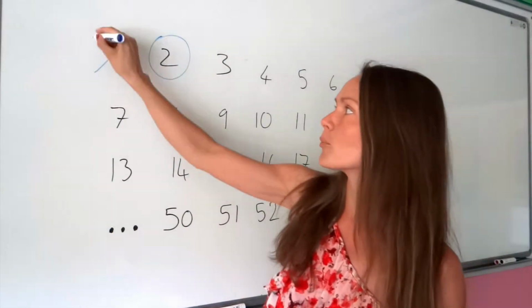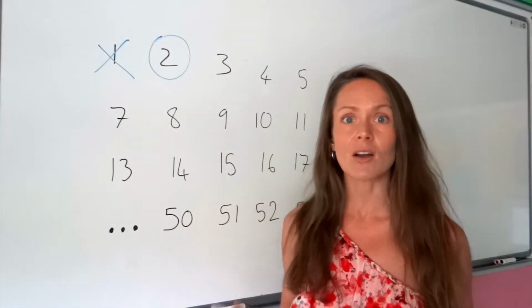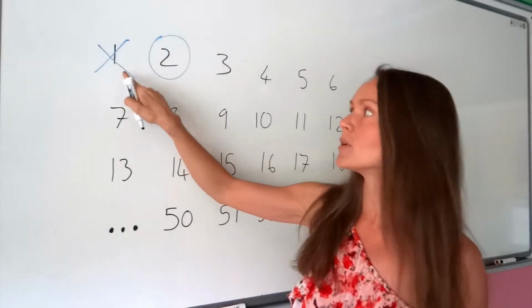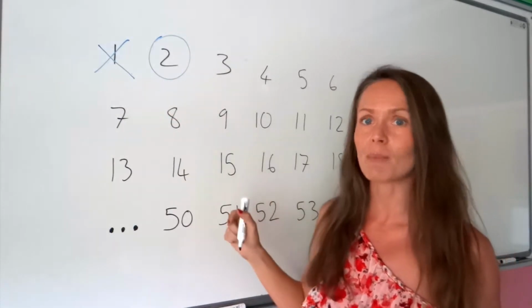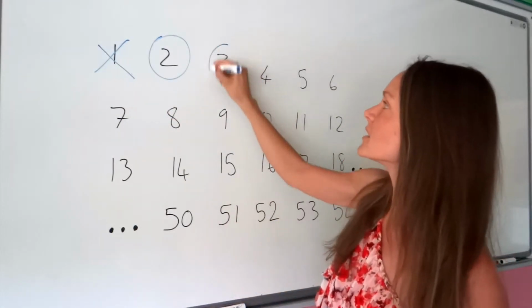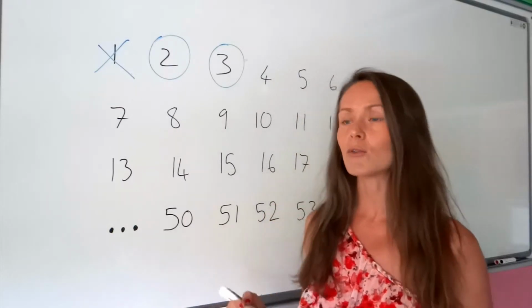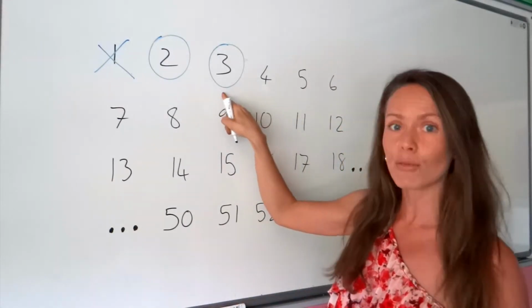The first prime number that you need to remember is the number 2. Number 1 is not prime because it only has one factor, 1 and 1, okay? 1 times 1 is 1. So 1 is not a prime number. 2 is your first prime number. The next prime number is the number 3 because again it only has two factors, 1 and itself. We can only divide it by 1 and 3.